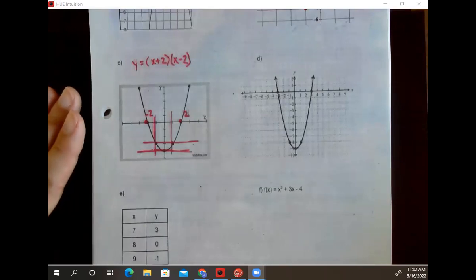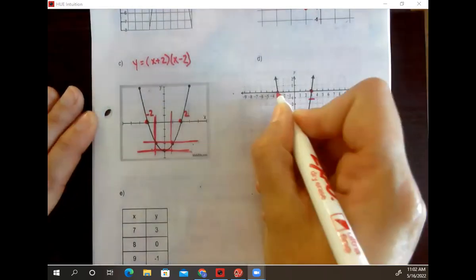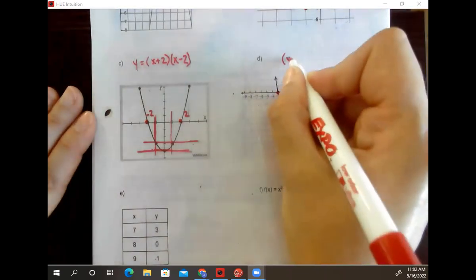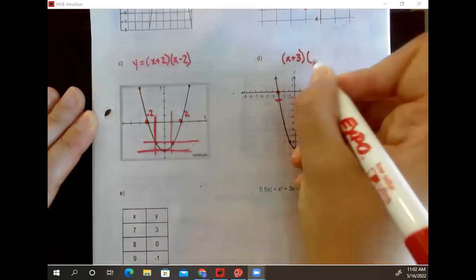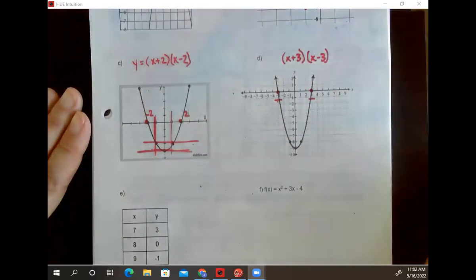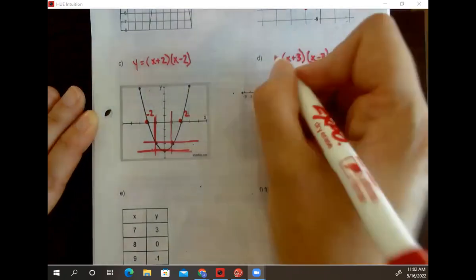What are your x-intercepts for D? Just the x-intercepts. +3 and -3. So my factors should look like x plus 3, because I have -3, and x minus 3, because we have +3. What's our lead coefficient on this? 1. Yeah, from the vertex to my first pair of nice points, out 1 and up 1.